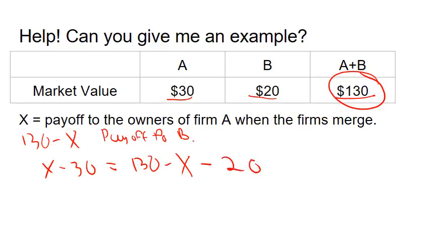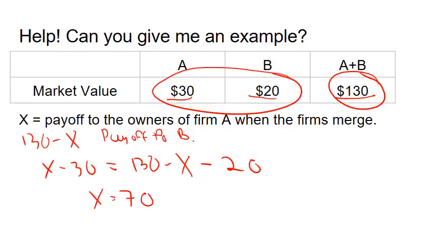If you do some math on that, you'll find that X is equal to 70. Which means when the two firms merge, A will receive $70 of the total $130 market value somehow, and B will receive the remaining $60. Notice the difference in their payoffs, 70 minus 60, is $10. That equals the difference in their default values, 30 minus 20.